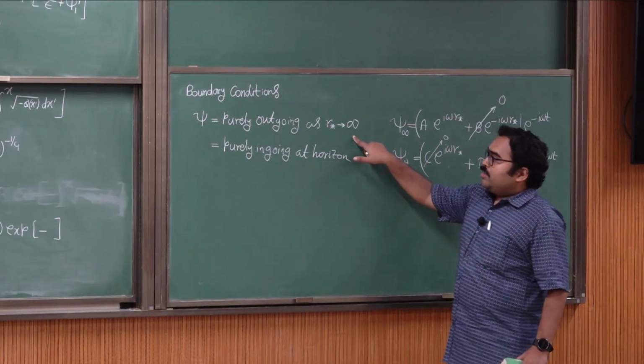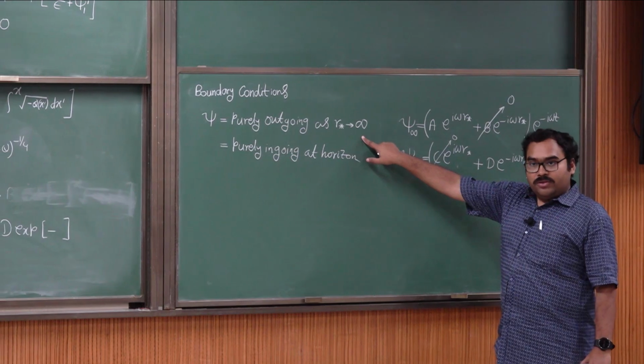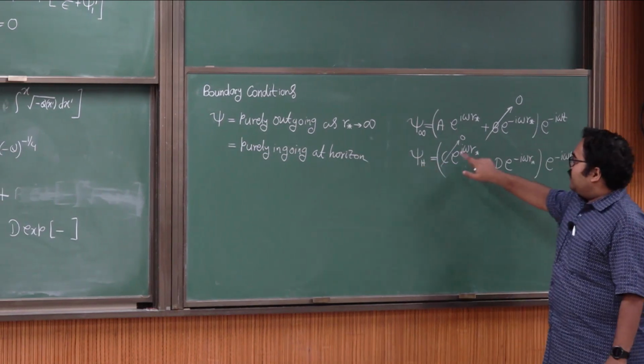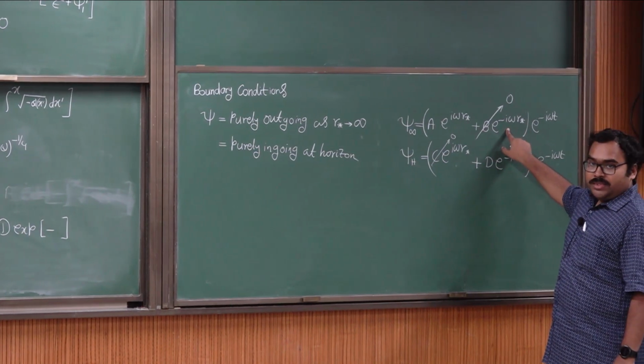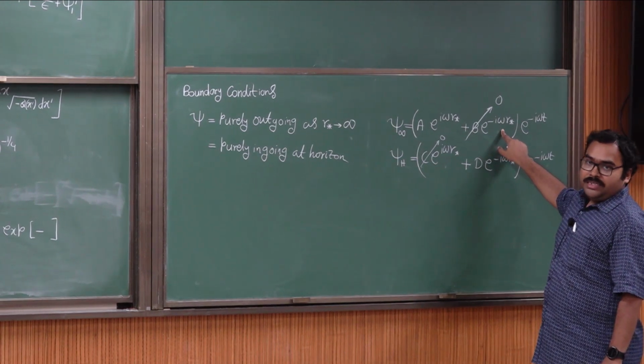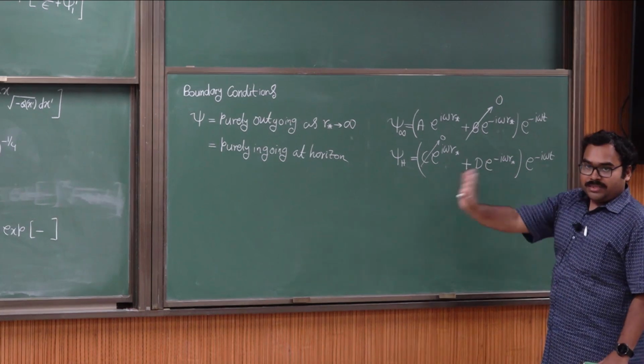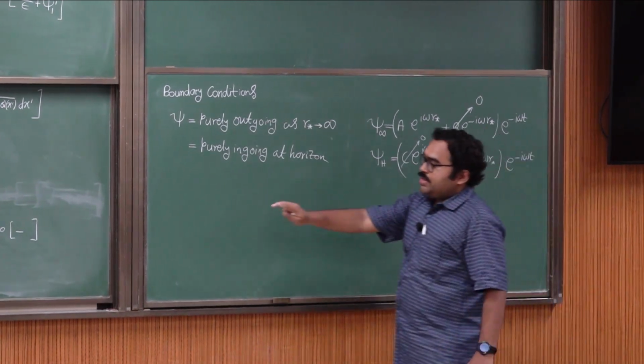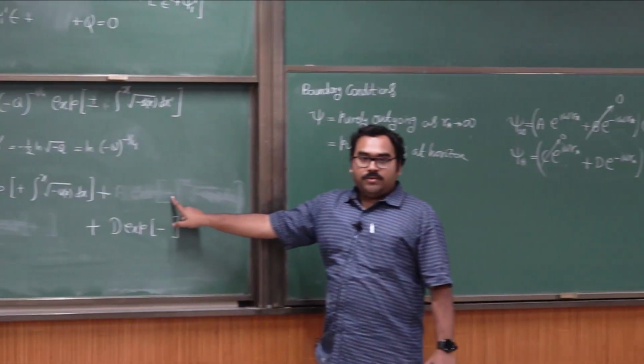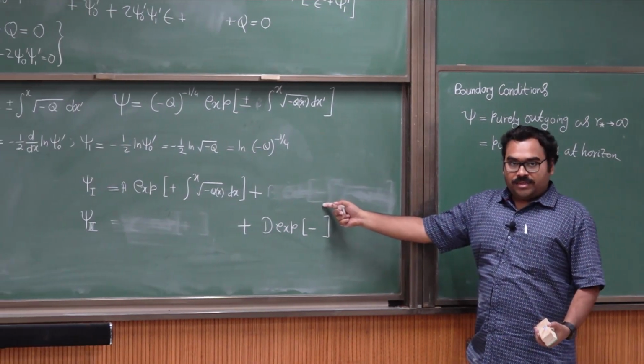So region 1 corresponds to r star going to infinity. So there, as we know, there is no term which is e to the power minus i omega r star, because everything has to move out. There is nothing which is going in. So that means this term, which was exponential with a minus sign, should not be present.